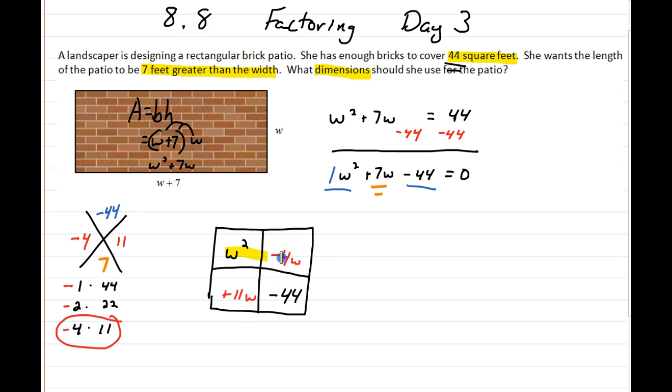Now we work on the rows first. What does the top row have in common? So we can take out a W. What does the bottom row have in common? So see, can that small number go into the big number? It can, so that'd be plus 11.